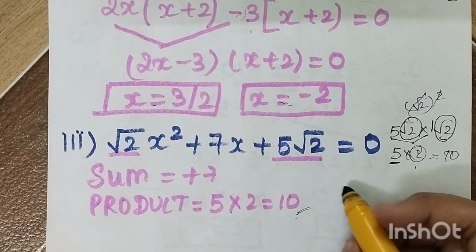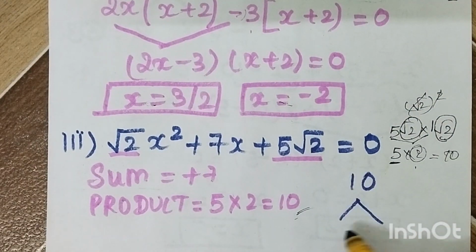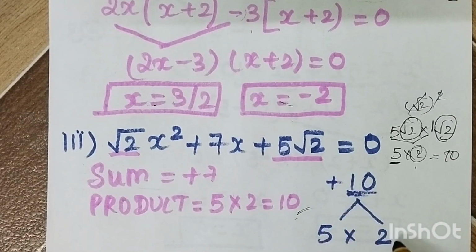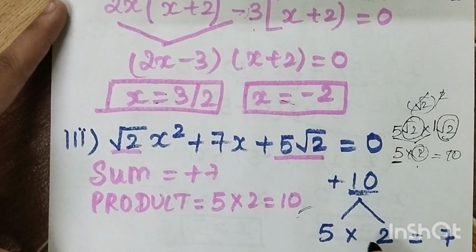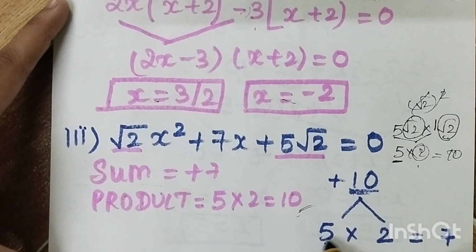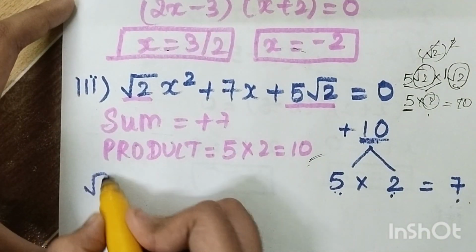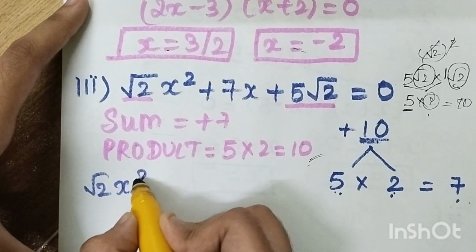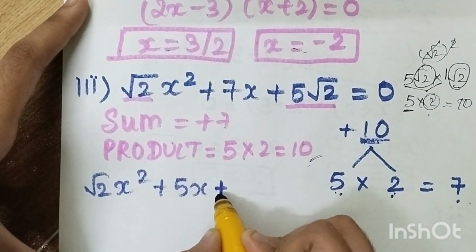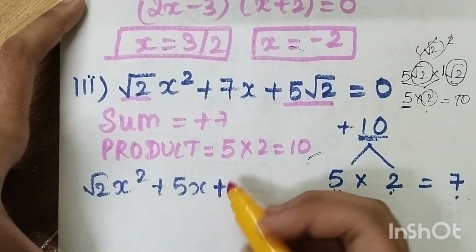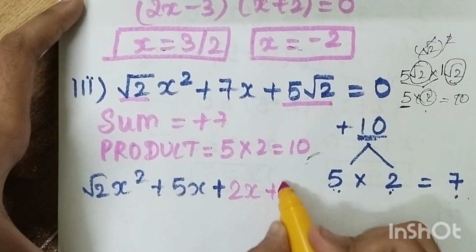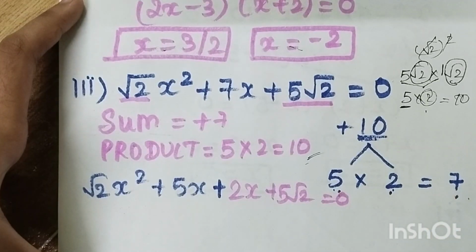So now splitting the middle term. So if I split 10, I can split it through 5 into 2. Okay, so here plus 10 only, so no issues. When I look into the sum, my sum must be 7. Okay, so I can't subtract, only addition is possible because plus 10, right? So 5 into 2 is 10 and 5 plus 2 is 7. Okay, so at last, root 2x square plus 5x plus 2x plus 5 root 2 is equal to 0, right?